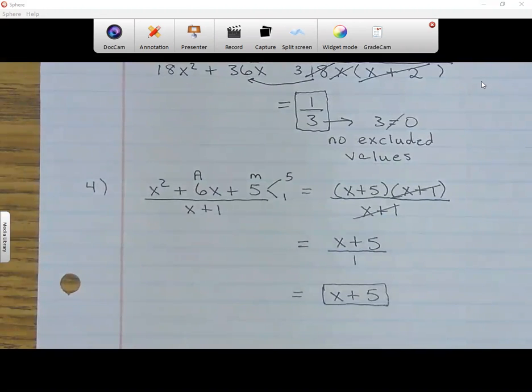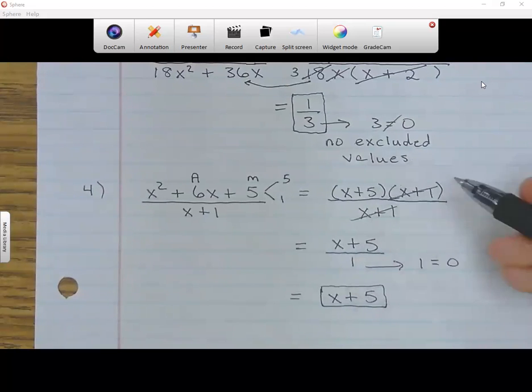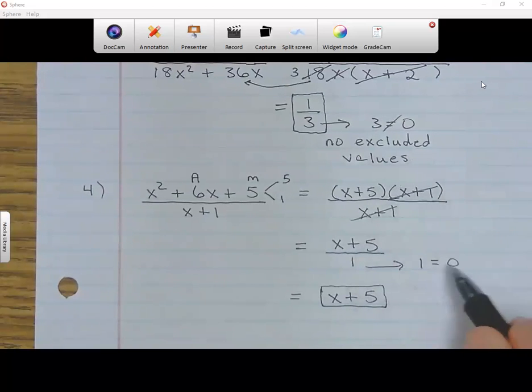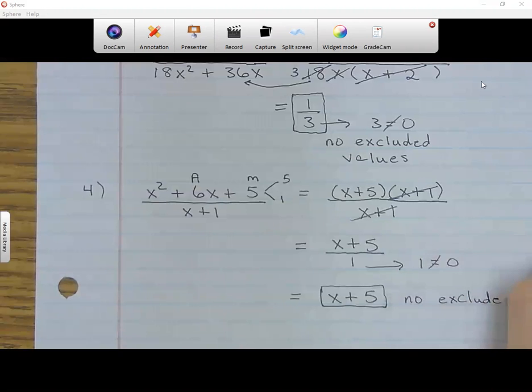Now, since I only have an x plus 5 and there's really nothing left in the denominator to speak of, I could let 1 be equal to 0. But of course, you know from the previous problem that you can't do that because 1 really isn't the same number as 0, right? So this is no excluded values. No excluded values.